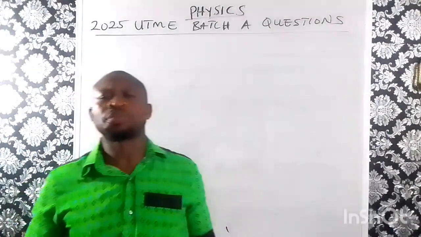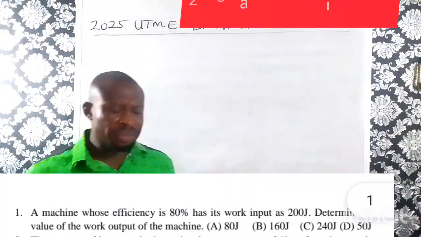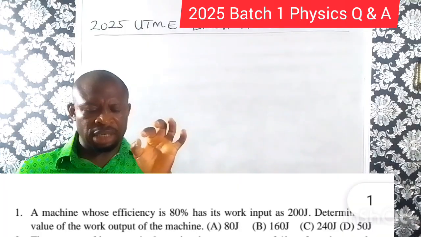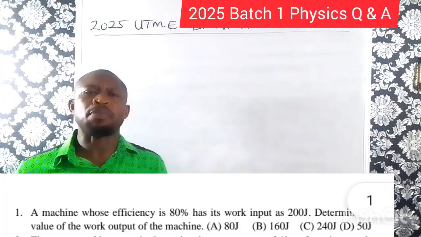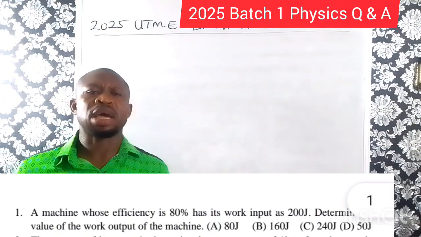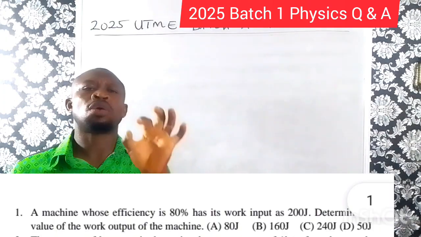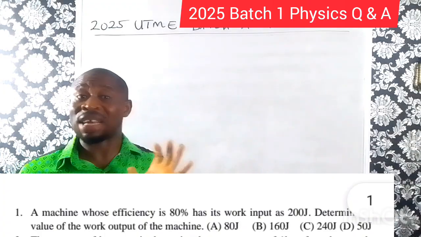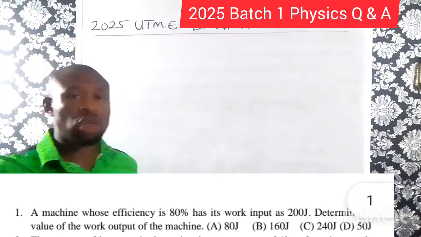Now we take the first one. The first one says a machine has an efficiency of 80%. If the work input is 200 joules, determine the work output of that machine. Now let's go without wasting much of our time.